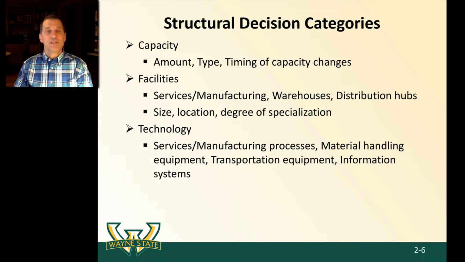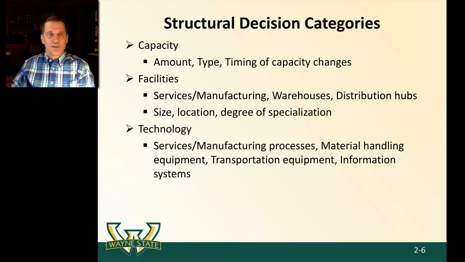The facilities is tied, of course, to the capacity discussion. Where do we locate our facilities? Do we need new facilities? If we're expanding overseas, are we going to produce through a third party and outsource that? Or are we going to build our own facilities? Or are we going to have a joint venture where we work with a local company? All these types of decisions impact the facilities decisions. Will we use warehouses, distribution hubs, and the size, location, and degree of specialization? All facilities, of course, are not created equal. They can be very specialized.